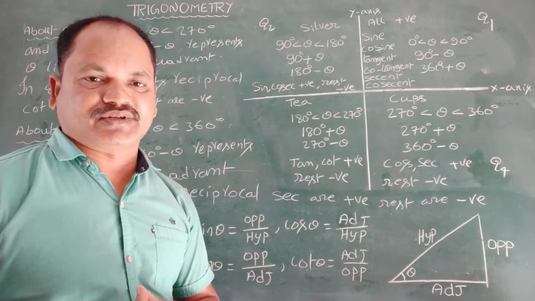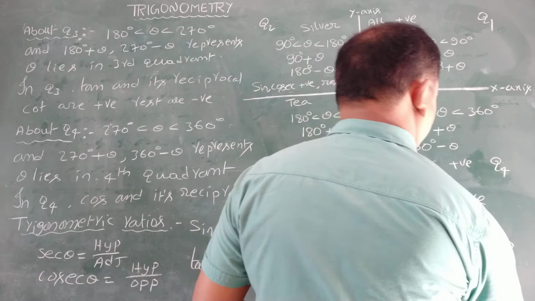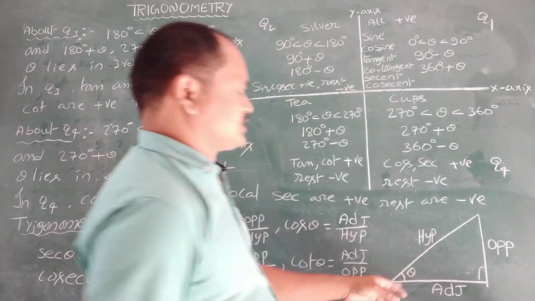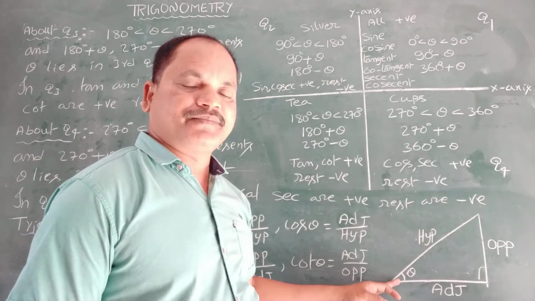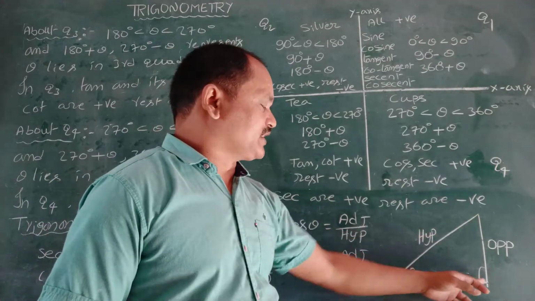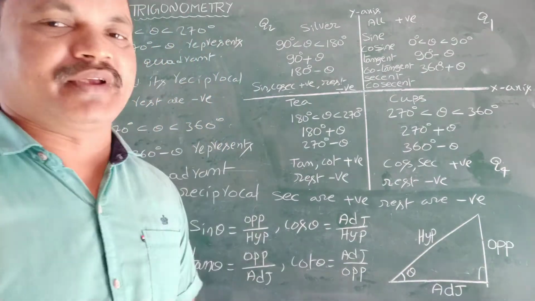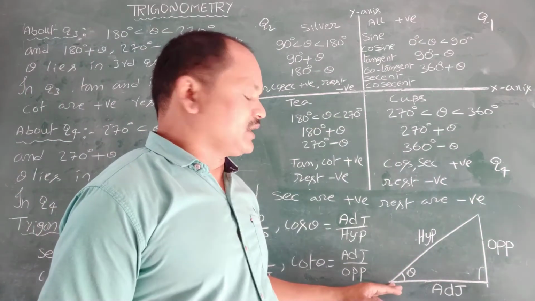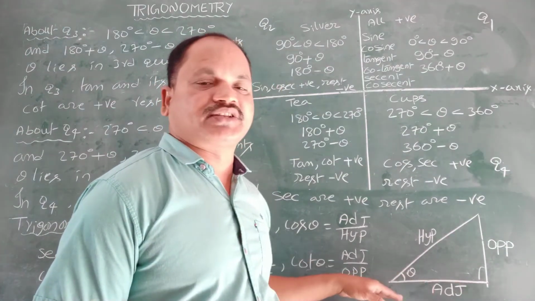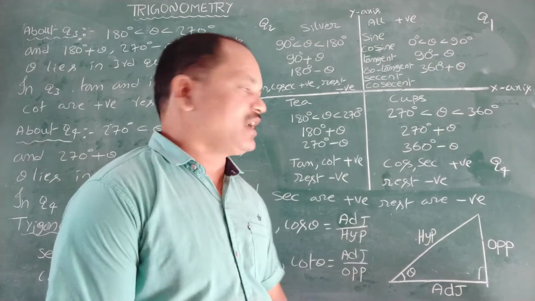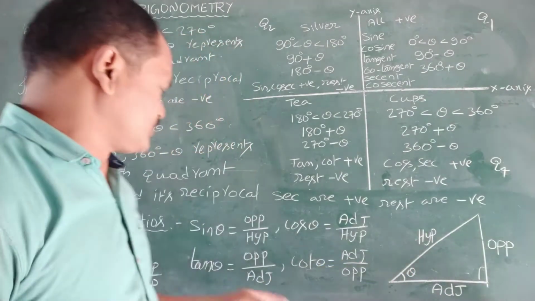Trigonometric ratios. According to the Pythagoras theorem, definitely we have to take a right angle triangle. So this is the right angle triangle. If the angle is taken as theta, the side opposite to theta is the opposite side, simply read as OPP. The side adjacent to theta is the adjacent side, and this is the hypotenuse. Hypotenuse is always positive.